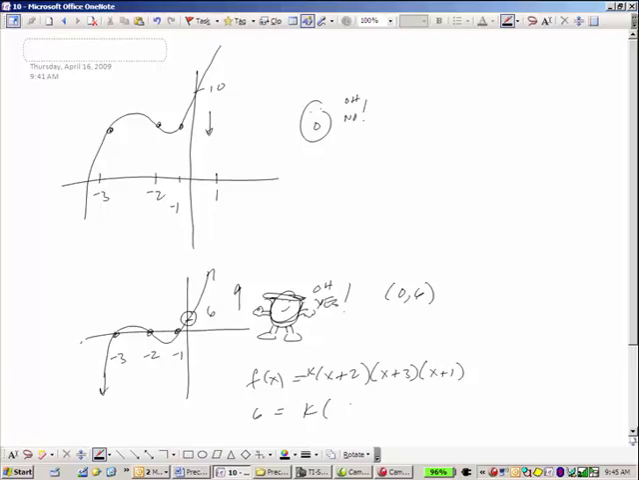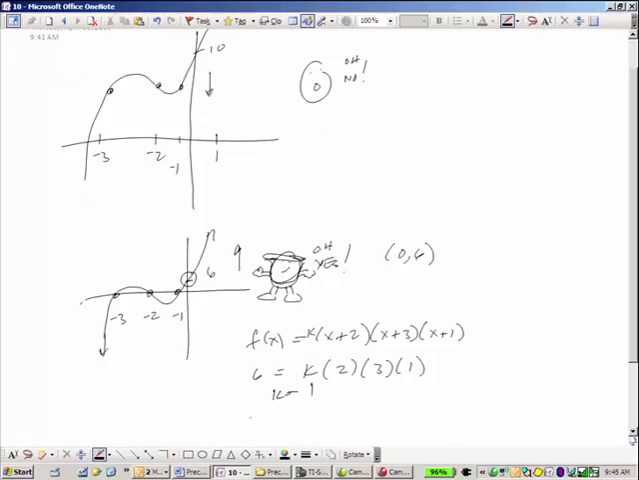So k, 0 plus 2 is? 2. 0 plus 3 is? 3. 0 plus 1 is? 1. Hey, what's k equal to? 1. It is not. 6k equals 6. It's equal to 1. So, in other words, this graph here is the graph of x plus 2 times x plus 3 times x plus 1.